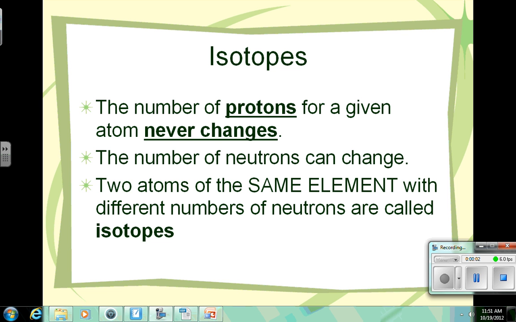We're going to talk about isotopes today. The number of protons for a given neutral atom never changes. The protons always stay the same, no matter what type of ion we are talking about. But in an isotope, the number of neutrons will change. It's an element that has several types of atoms that have different numbers of neutrons. Two atoms of the same element with different numbers of neutrons are called isotopes.